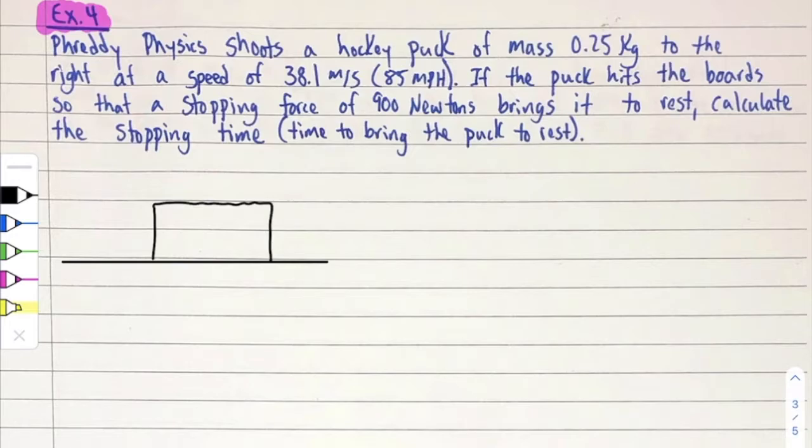All right, so let's look at example number 4. Freddy Physics shoots a hockey puck of mass 0.25 kilograms to the right at a speed of 38.1 meters per second. If the puck hits the boards so that a stopping force of 900 newtons brings it to rest, calculate the stopping time, or the time to bring the puck to rest.